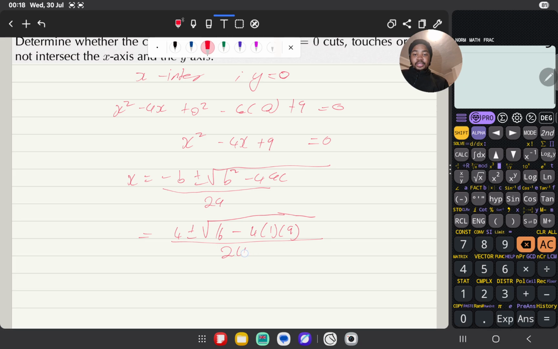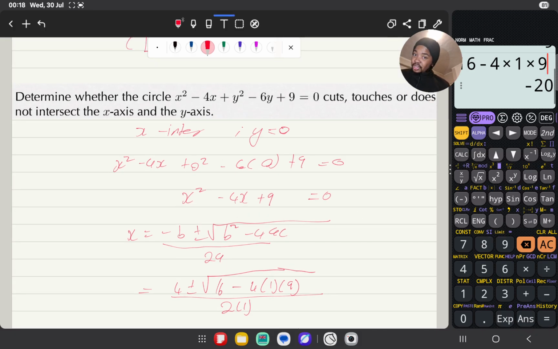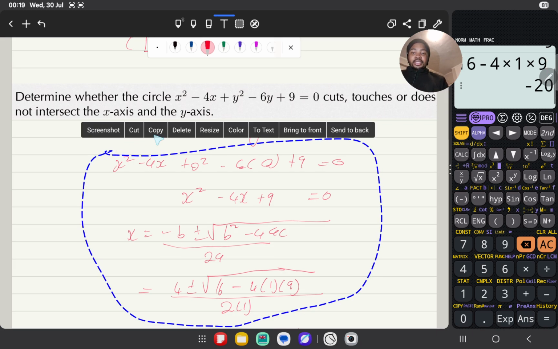And I'm already seeing there is a problem. There is no solution for this, right? I will just show you now. So it's 16 minus 4 times 1 times 9, which is minus 20. So we're going to have a minus 20 under the root, over 2, and you would say no solution. And no solution, what does that mean? It means it doesn't cut through the x-axis, right? Therefore we don't even have an x-intercept. So cool, we have proven this circle doesn't cross or touch the x-axis.